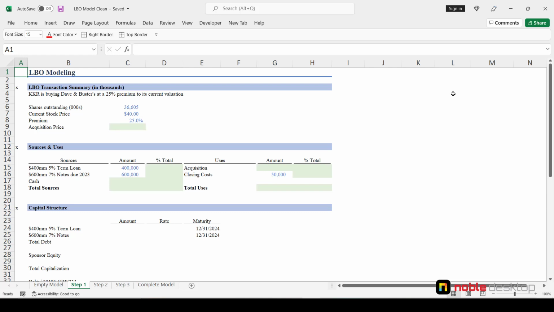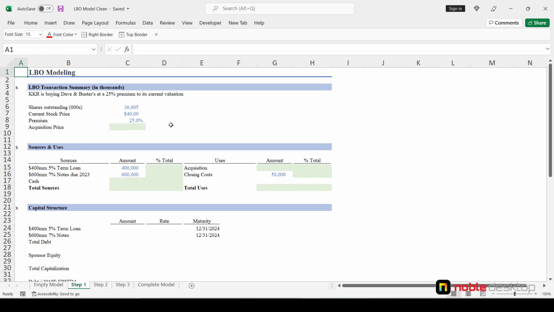So the first step of our LBO model will include the LBO transaction summary and the sources and uses of funds table. Let's start with the summary. We have shares outstanding in the amount of 36,605 shares, but please note that it's given to us in thousands. Our current stock price is $40 and the premium is 25%. So let's calculate the acquisition price of Dave and Buster.